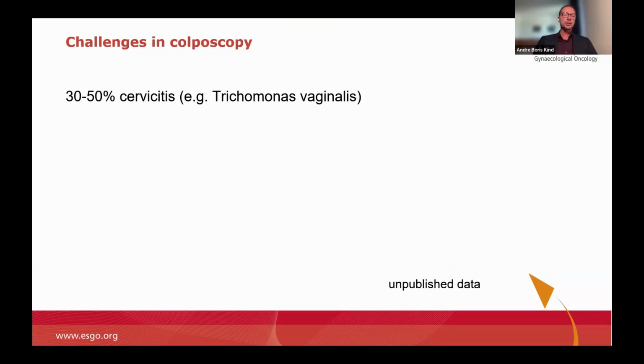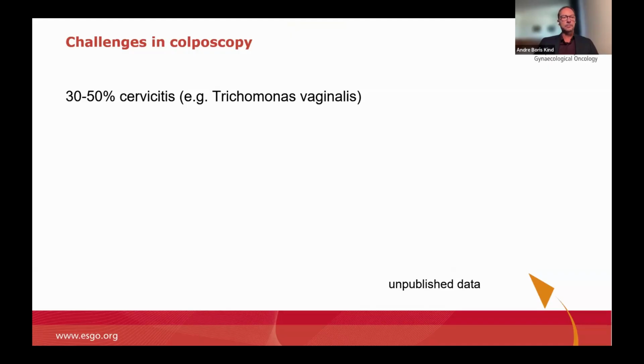We also talk about challenges and limitations in colposcopy. And in our population, in the setting we are working in, up to 50% of women have a cervicitis, mainly with trichomonas. This is a problem because the colposcopy might be false positive, there might be an overtreatment, and there might be complications after treatment. And this is also a problem for the artificial intelligence in the future.